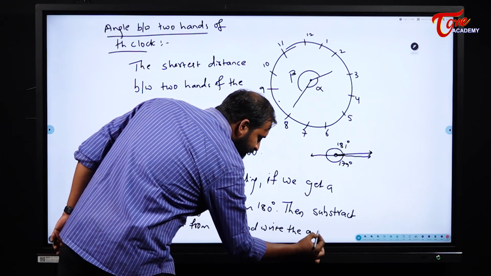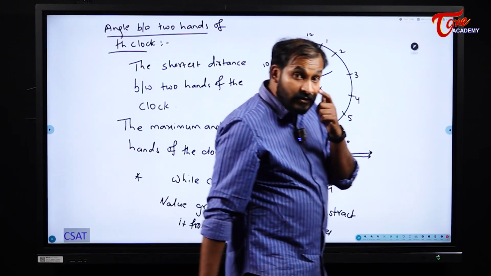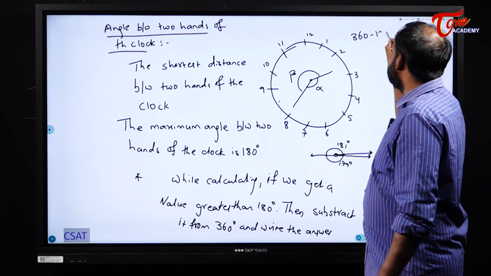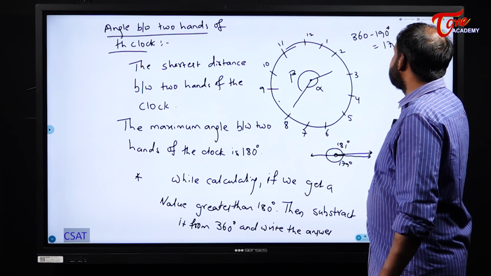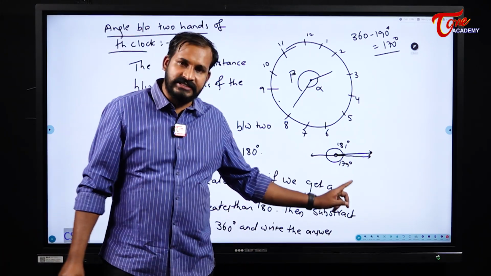That means, for example, if you get a value of 190 degrees, then 190 degrees will not be our answer. Then what do we need to do? 360 minus 190 degrees, and we will write our answer as 170 degrees. Understood, students? This is the reason.